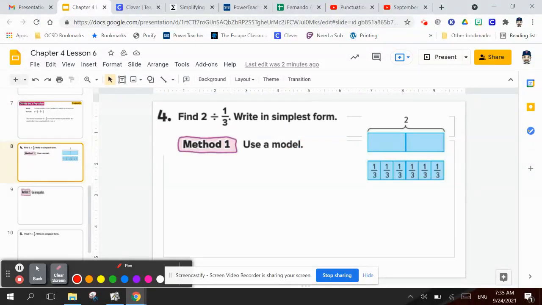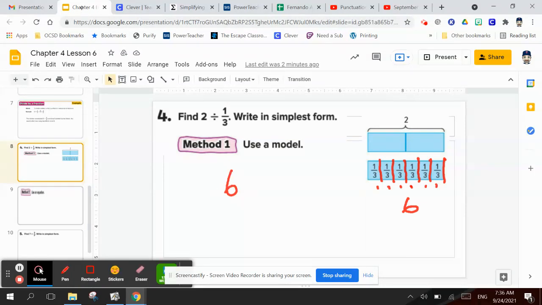So let's look at example 4. It says find 2 divided by 1/3. Write it in simplest form. So here is 2 whole candy bars. And what we did is we divided each of those up into thirds. So here's one whole candy bar, here's the second whole candy bar. How many 1/3 do we have? Well, there's 1, 2, 3, 4, 5, 6. So the answer is 6.